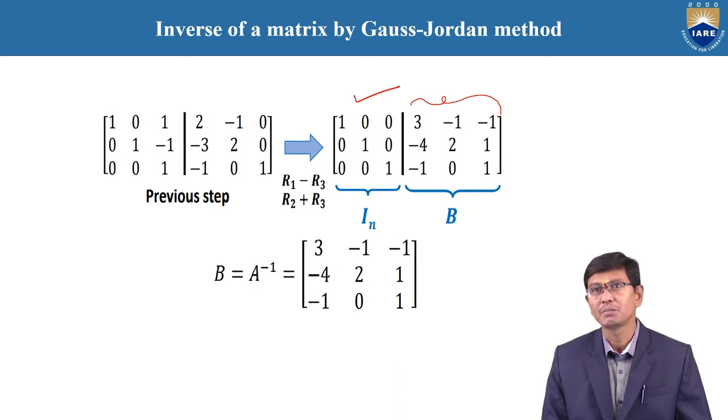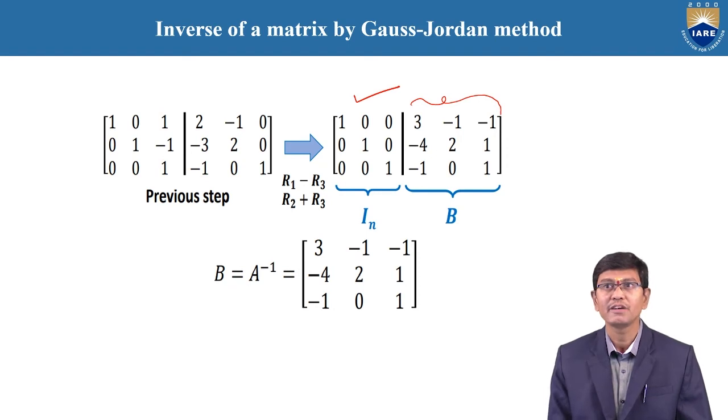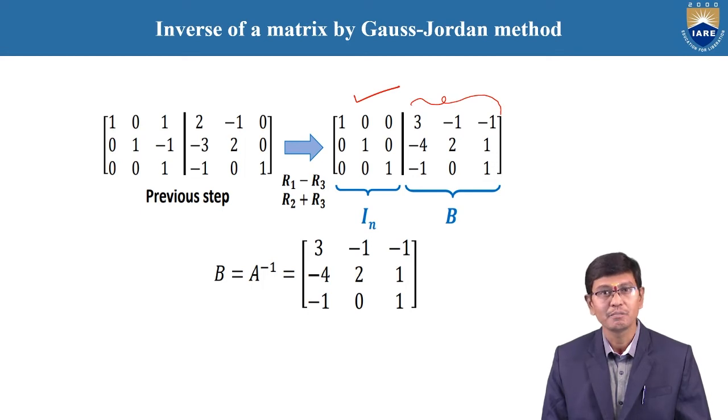Therefore, according to this procedure, when the matrix is reduced to the unit matrix, the right side unit matrix is also changed, and that resulting matrix is known as the inverse of the given matrix. Here, consider B is the matrix 3 minus 1 minus 1, minus 4 2 1, minus 1 0 1, which is called the inverse of the given matrix. Therefore, this is the clear information regarding the inverse of a matrix by using the Gauss-Jordan method.